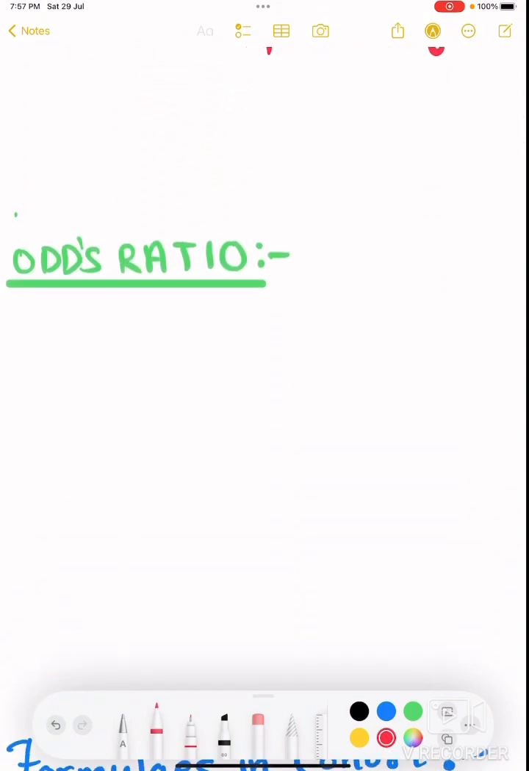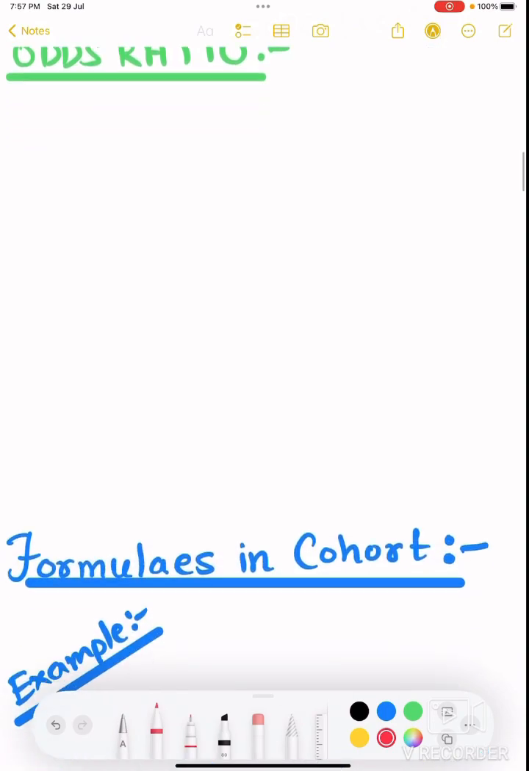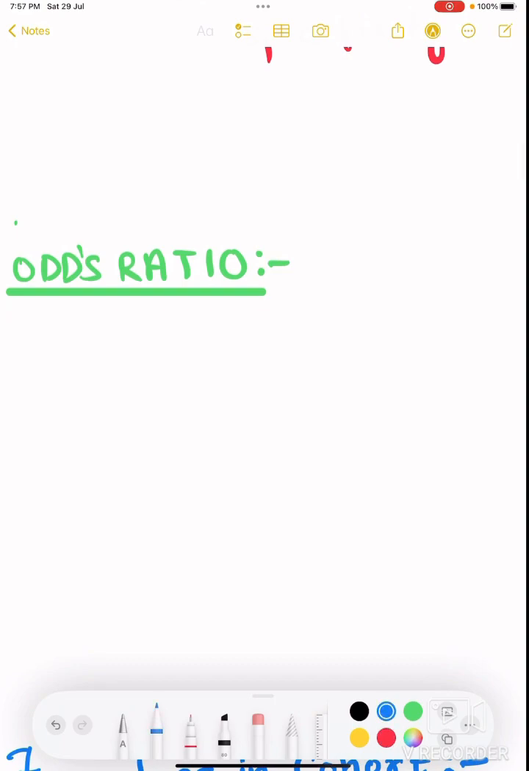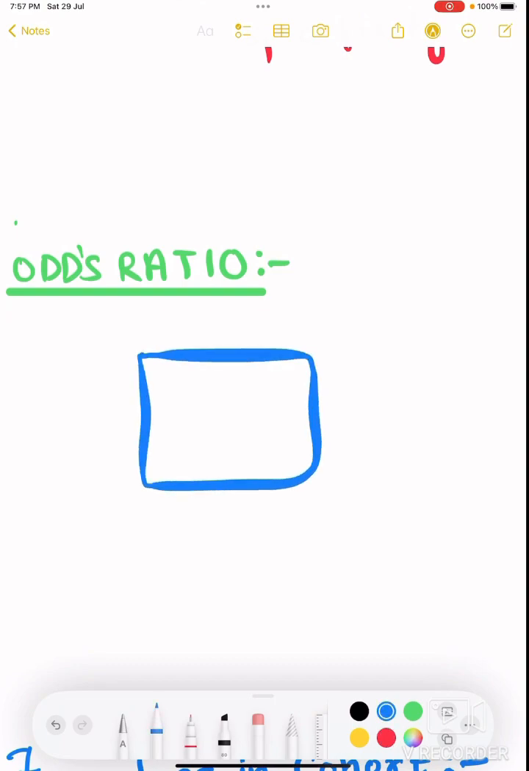Now coming to odds ratio. Odds ratio is used in case control study, right? So again I make a table similar to that sensitivity specificity table. Here the disease is plus minus and the risk factor is plus minus, right?